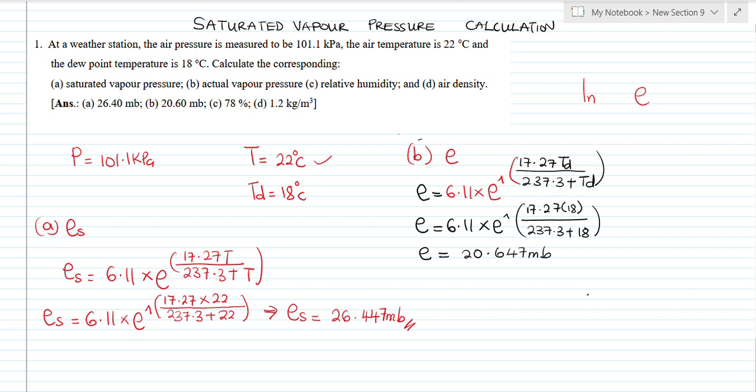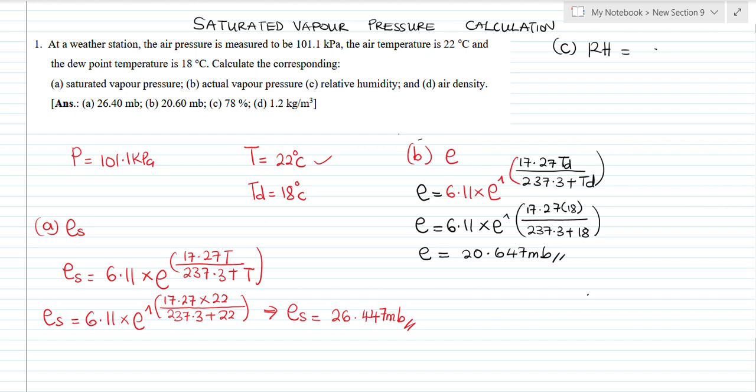20.647 millibar. Have you seen that? So this is going to be our answer for that. Now let's look at the questions, the C. Now the C is asking us to find the relative humidity.